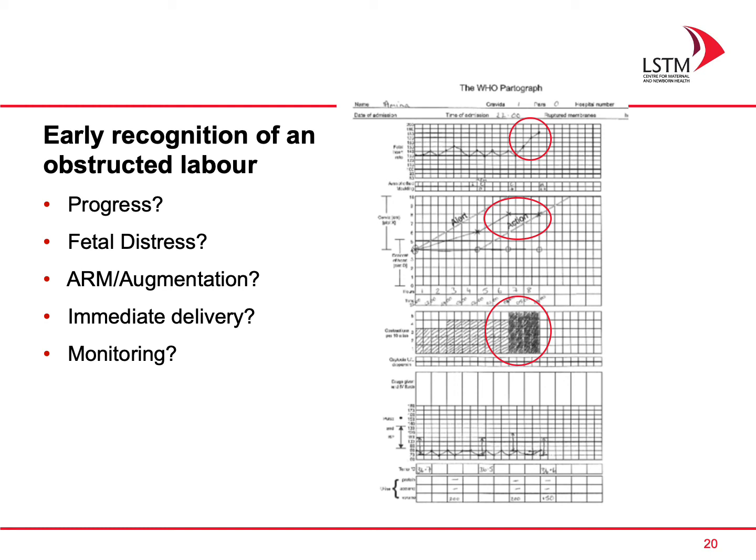So we had slow progress, we have no progress. We now have fetal distress. An ARM augmentation has already been carried out. This woman will need immediate delivery and careful monitoring until that takes place. A baby was born by caesarean section, a live male weighing 4 kilograms.